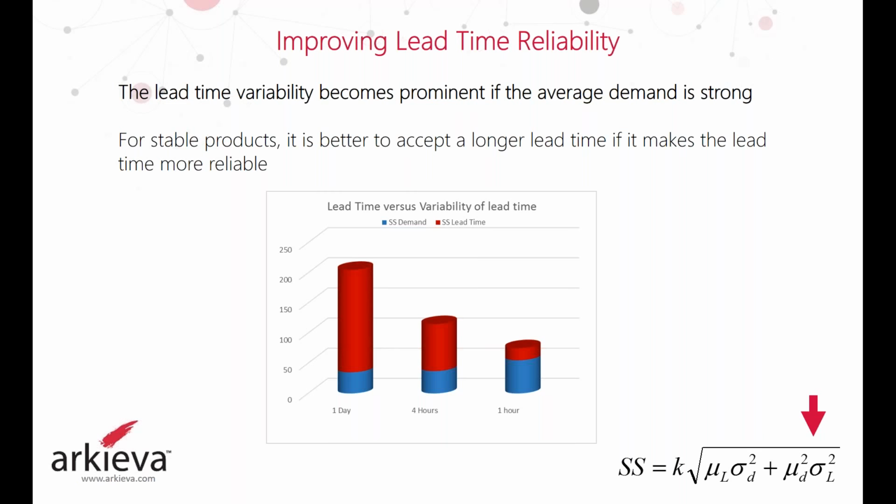Now, in practice, while we talk about these as separate cases, everything is intertwined, so it is always good to reduce both the average lead time as well as the variability. But I wanted to at least give you some idea around when it might be profitable or beneficial to focus on one versus the other.